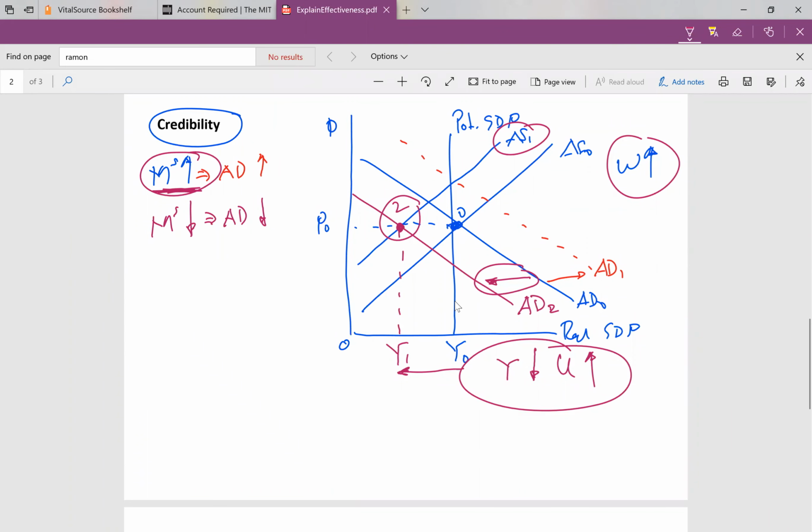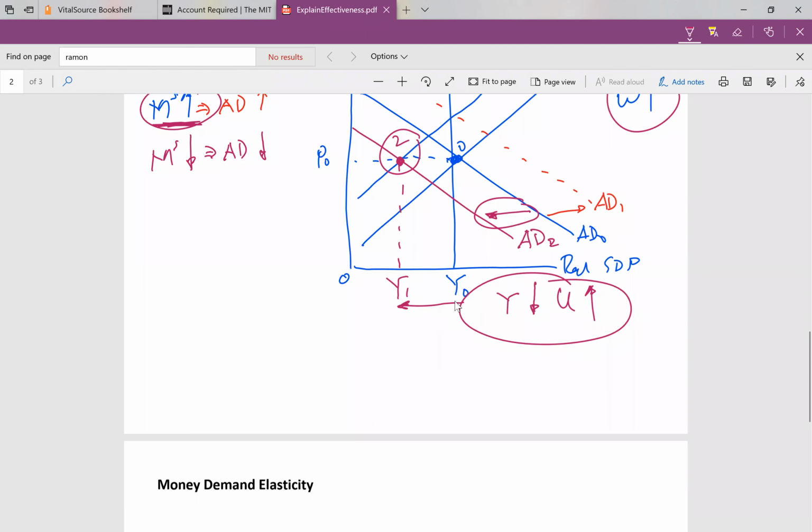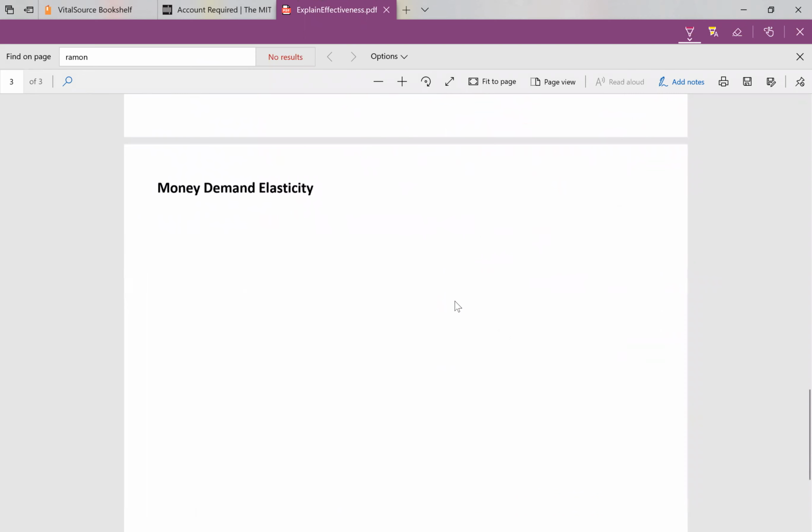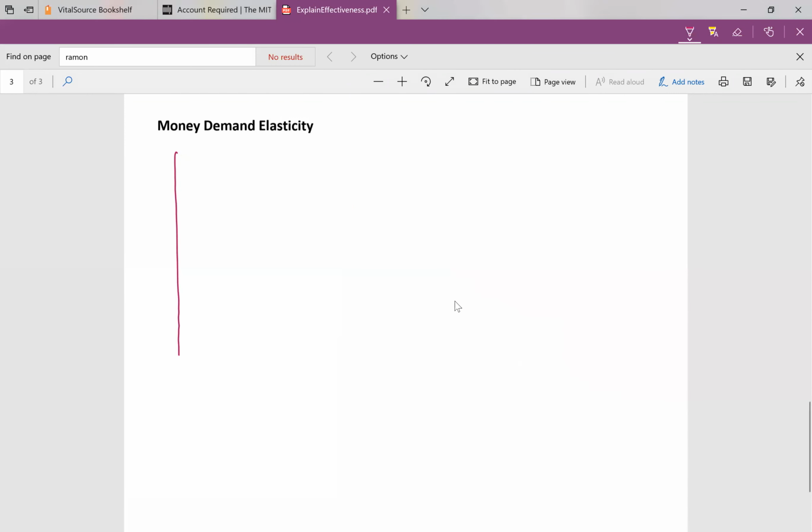I want to close the discussion of effectiveness of monetary policy now by looking at the effect of a change in the money supply at different levels of demand. And the way I want to do it is as follows. So let's look at the money market.